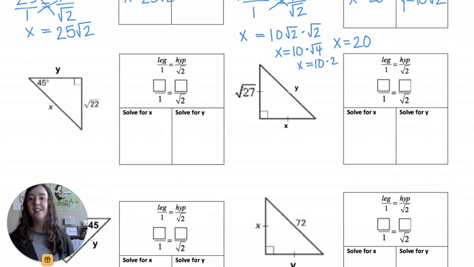All right. Which value do we already know? Yeah, we already know y, because our two legs are going to be the same length. So we know that y is equal to the square root of 22.